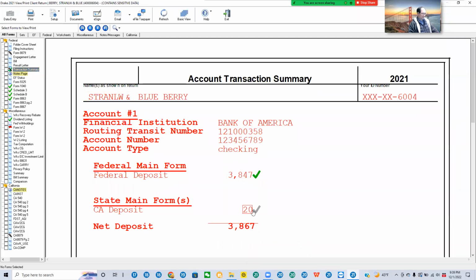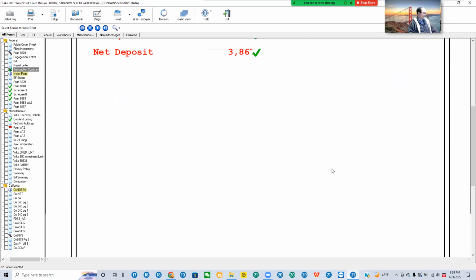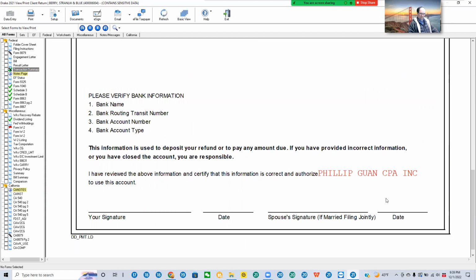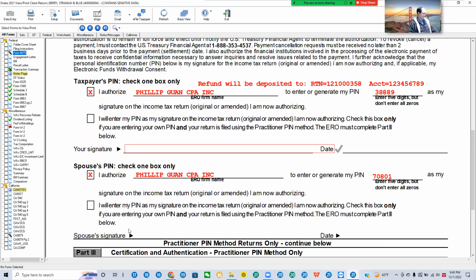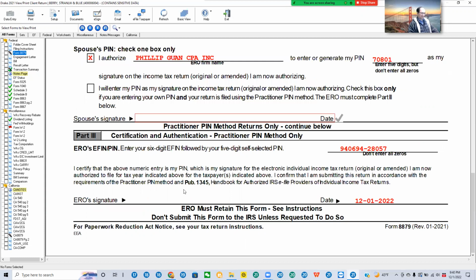you also get the State of California form. So you need to double check all the information, and your client needs to sign this. Okay, and also the client needs to sign this, right here and here. The CPA and all the tax preparers need to sign this.